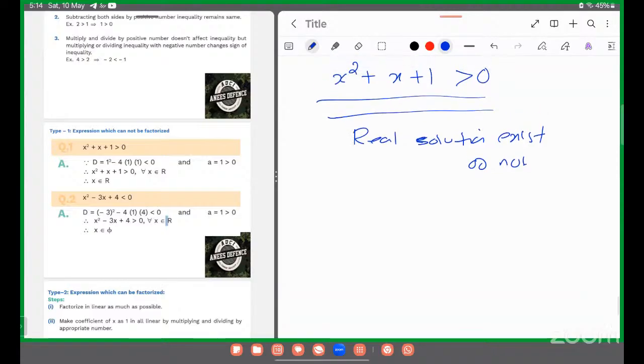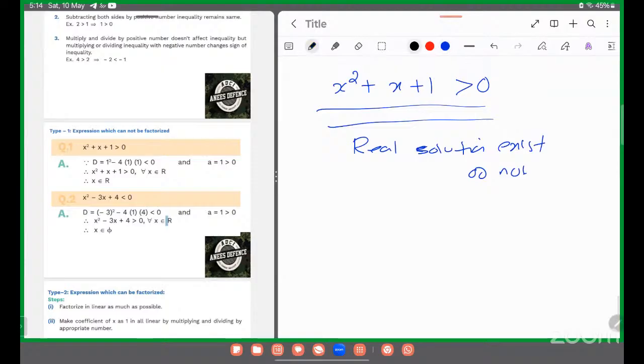So if you compare this with the general quadratic equation, that means ax square plus bx plus c equal to 0, you can see that a is equal to 1, b equal to 1 and c equal to 1. When you compare x square plus x plus 1 with ax square plus bx plus c, the coefficient of x square is 1, the coefficient of x is 1, and the constant part is 1. That means a equal to 1, b equal to 1, c equal to 1.